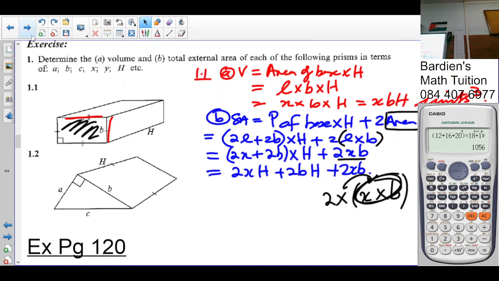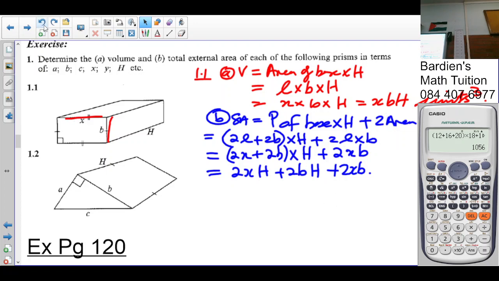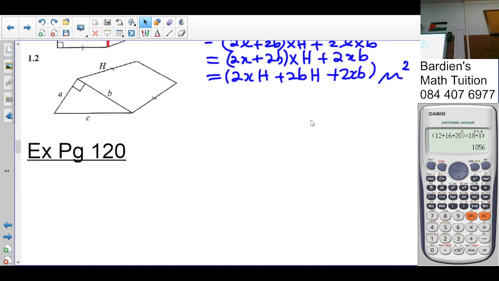Your mistake was you replaced that multiplication with a positive in your head. And since that is not marked, so this all will be units squared. Okay. Or you can just leave it as 2xh plus 2bh plus 2xb. It's also fine. I know they won't penalize you. Okay. But it's nice to write it so the examiner knows you know what you're talking about.